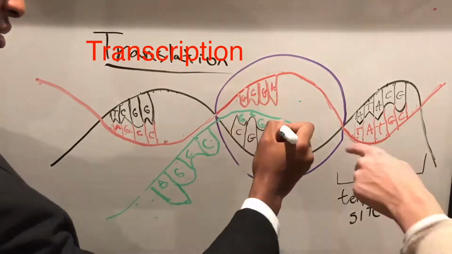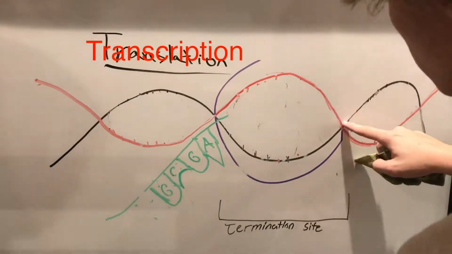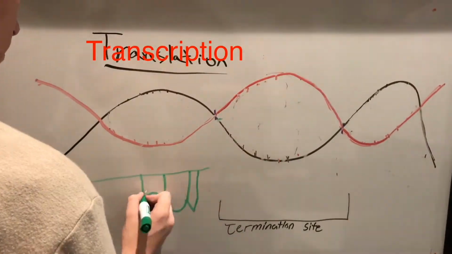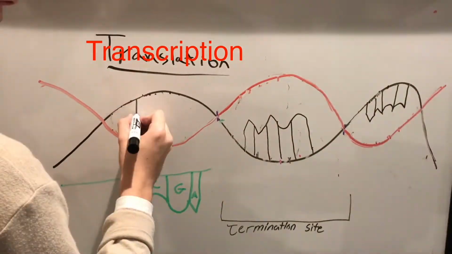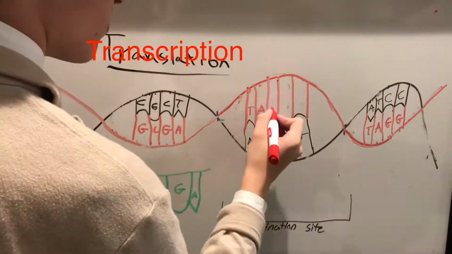Transcription ends with termination, where the RNA polymerase reaches the termination site of the DNA and releases the nucleotide chain as pre-mRNA. Once transcription is complete, the next step, of course, is splicing.